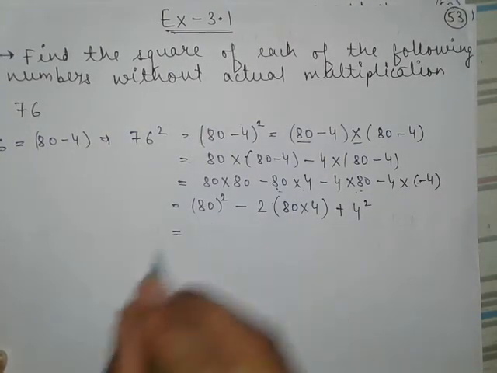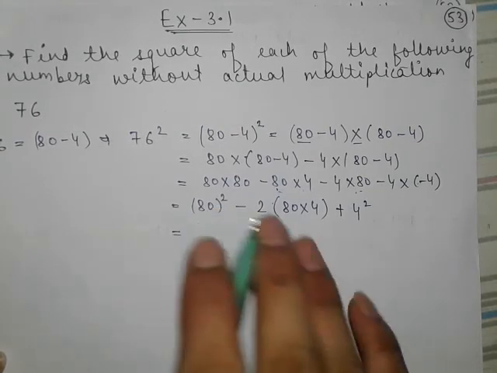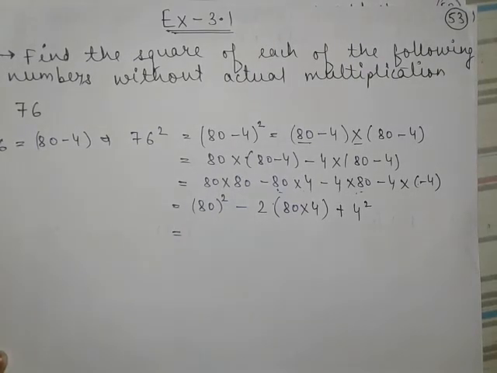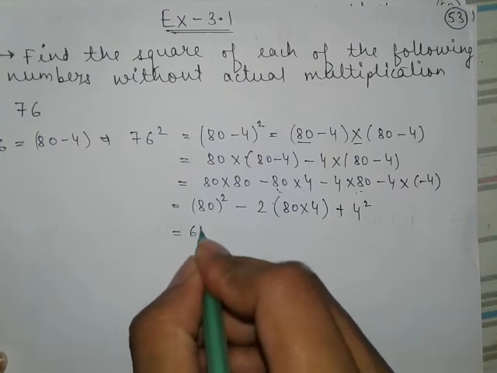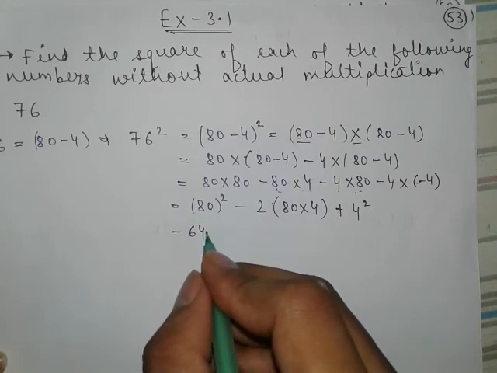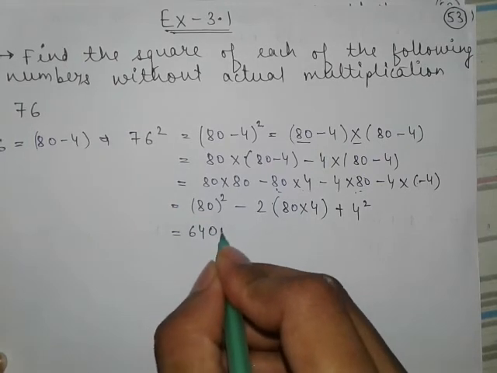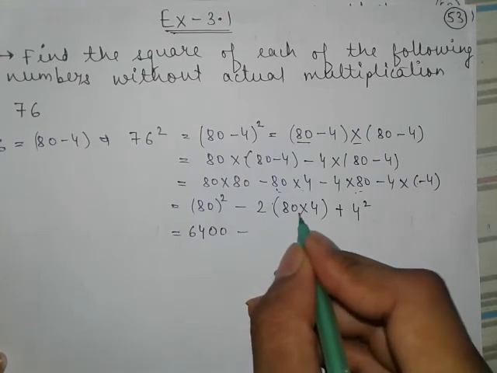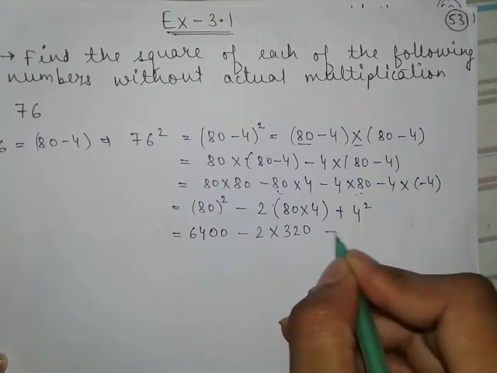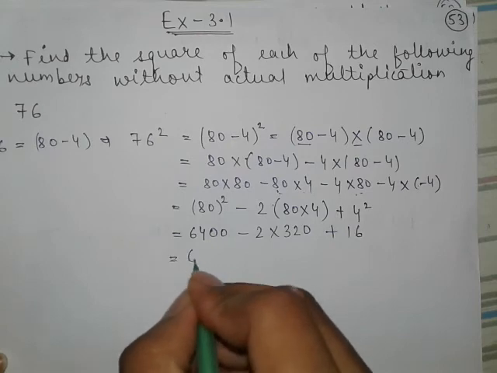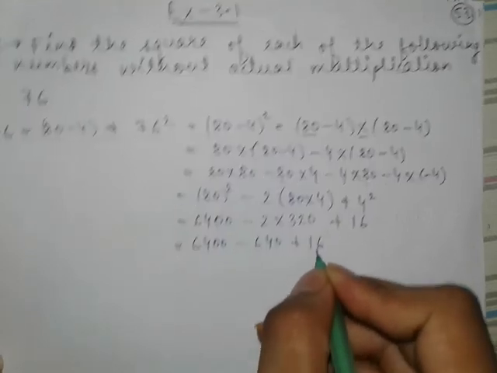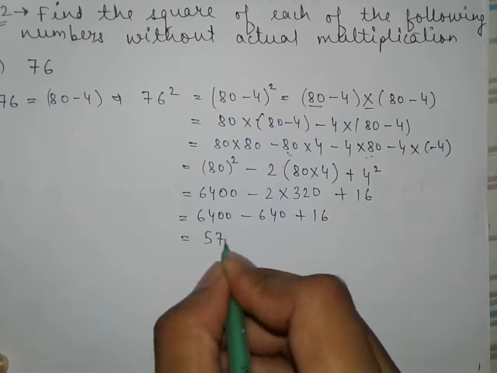So 80 square. Okay, for 80 square, if you have a 0, you simply look at the value at the tens place and square it. The tens place has 8, so 8 square is 64, and then 0, so you get two 0s. So you have to add two 0s. Minus 80 into 4 is 320, so 320 twice here, and plus 4 square is 16. So 6400 minus 320 into 2 is 640, plus 16. Okay, so you will have 5776.